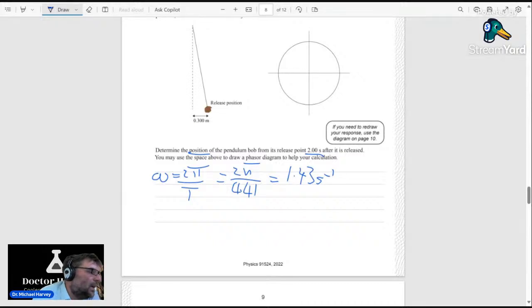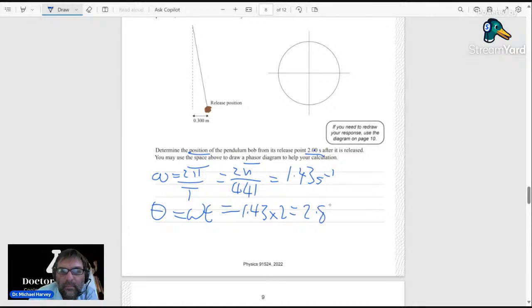Okay, and theta from our equations will be omega t. So you plug that in. t is 2 seconds from the question. So 1.43 times 2, which is 2.86 radians. That's your theta. There we go, there's your radians there. That's theta.